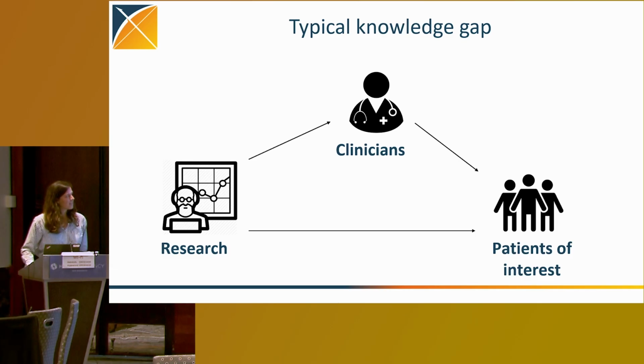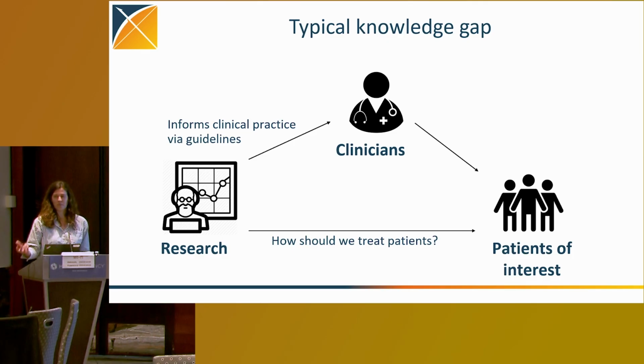So I like to start with this visualization because this is the typical knowledge gap that we see, which is there's usually a lot of research that looks at how we should treat patients. So for example, which treatment is most effective for this group of patients? There's randomized controlled trials and all forms of evidence generated to answer this question. And this is then used by clinicians through clinical practice guidelines. So all these recommendations and the scientific work that we do is translated into clinical practice guidelines.